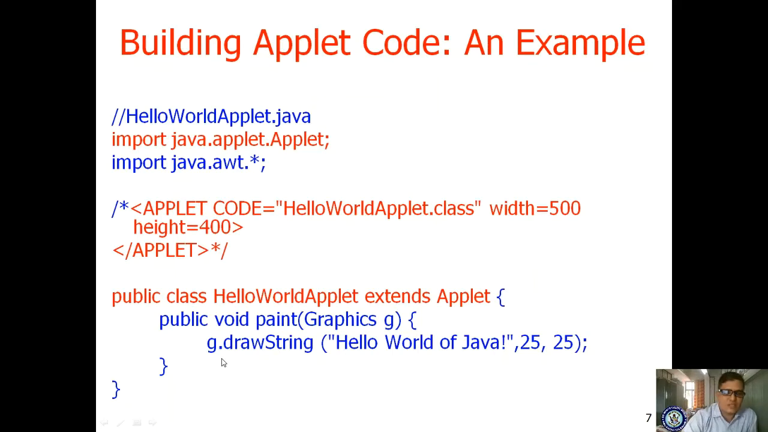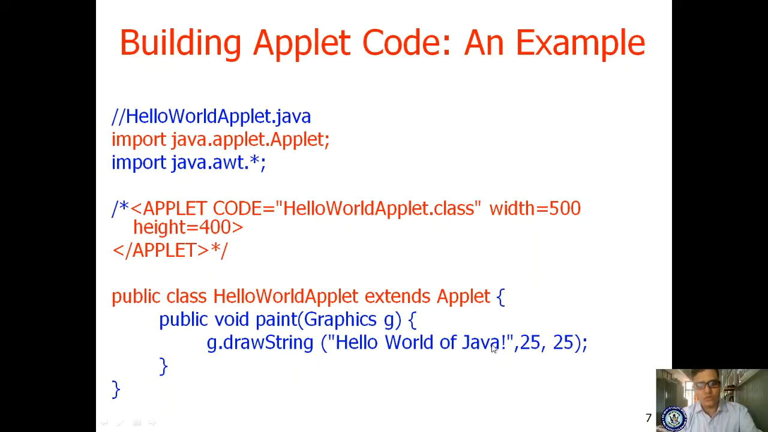g.drawString indicates to display the content. What content does it have to display? Whatever value you specify within double quotation marks. This is "Hello World of Java". It will display in your browser with x coordinate 25 and y coordinate 25. So where 25 and 25 intersect, the content "Hello World Java" will display.